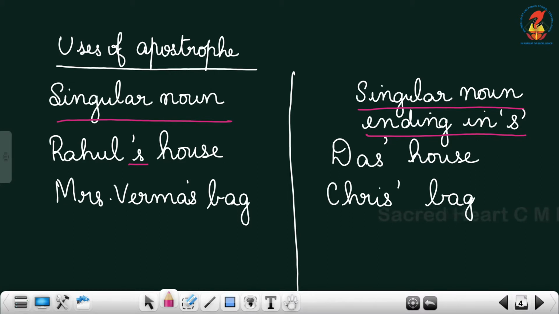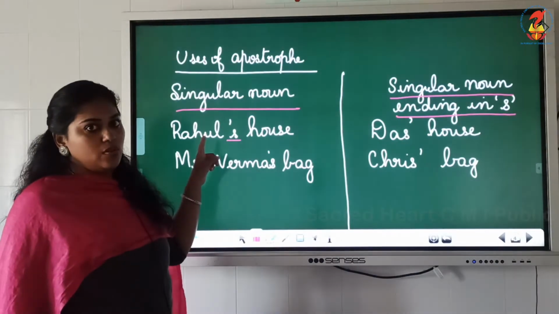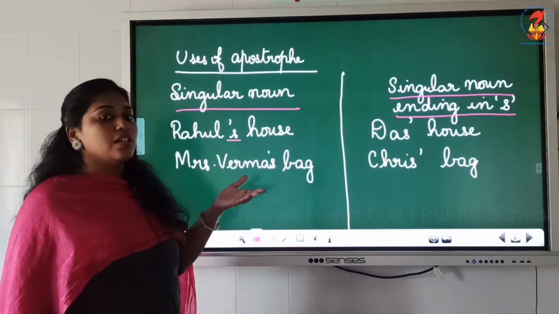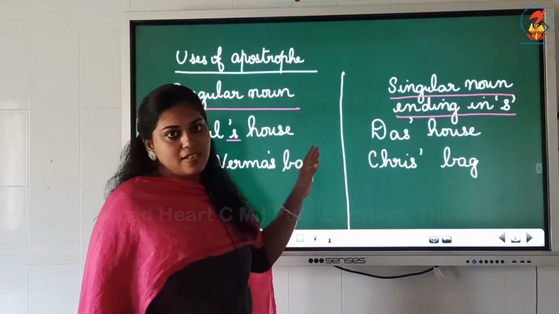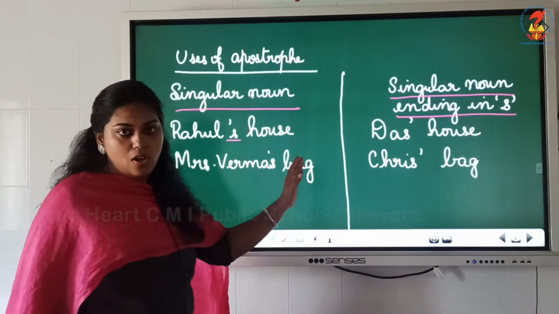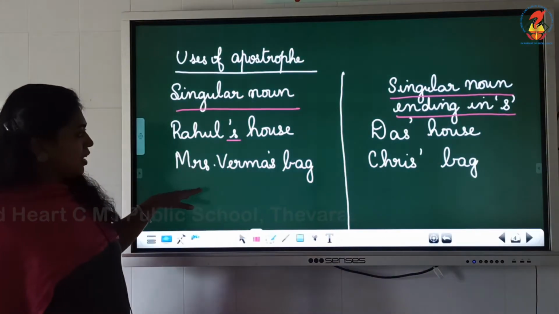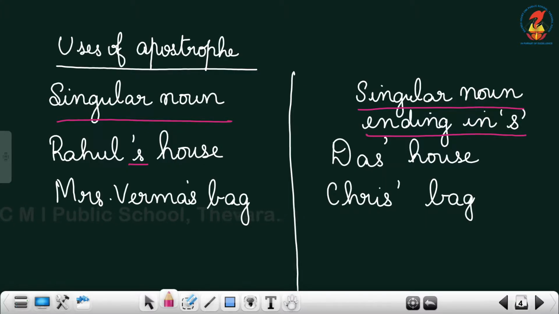Rahul's house. Now Rahul is a singular noun. So to indicate the possession we can write it as Rahul apostrophe s. So it will become Rahul's house. Now look at the next example, Mrs. Verma's bag. Here Mrs. Verma is a singular noun. So there also I can put apostrophe and write s to show the possession.